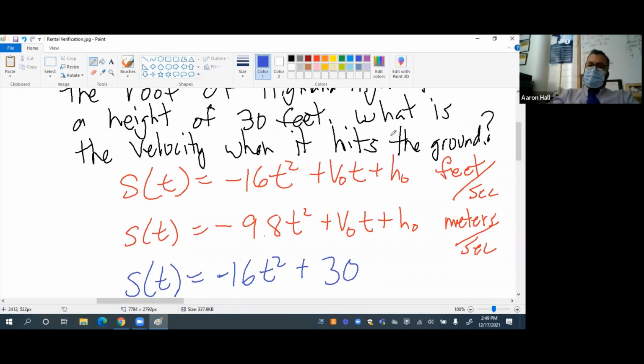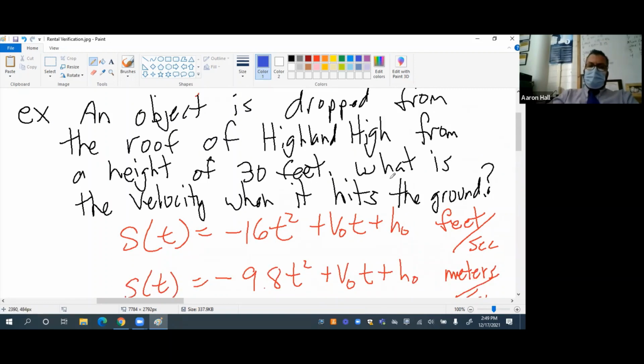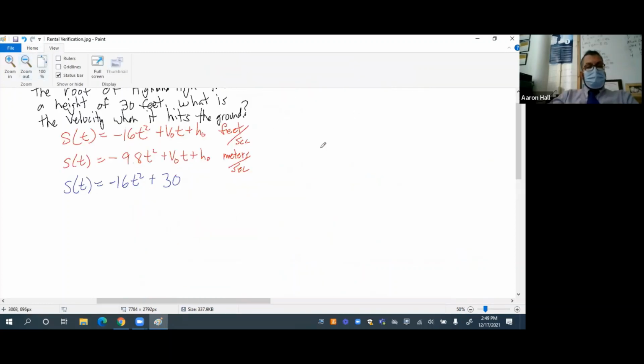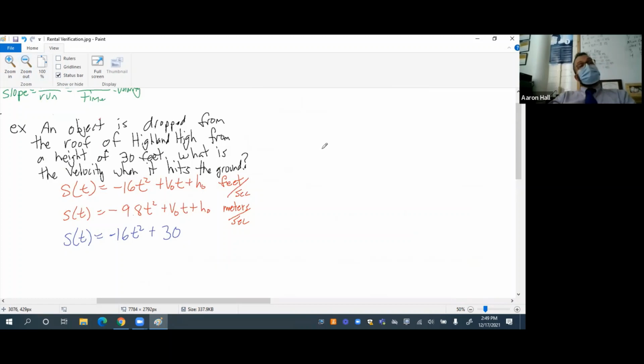Right, let's make sure we don't lose track of what we're trying to find. It says, what is the velocity when it hits the ground? How do I find what the velocity is when it hits the ground? Well, sure, we can factor it, but what are we finding if we factor it? What's the goal?